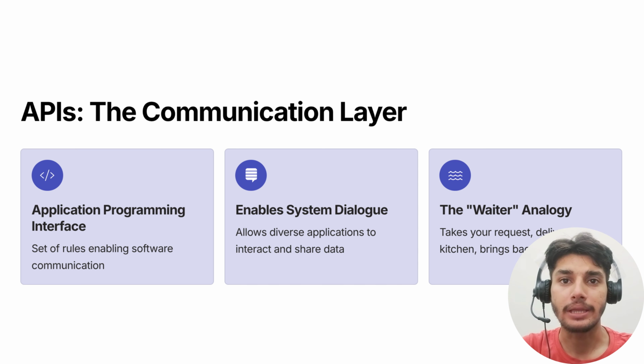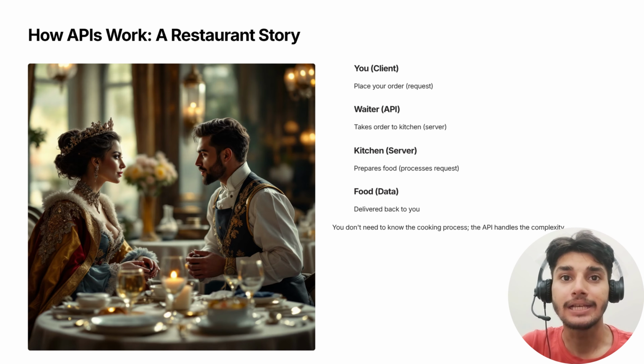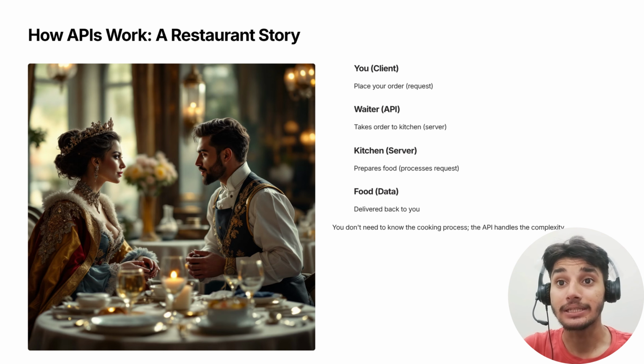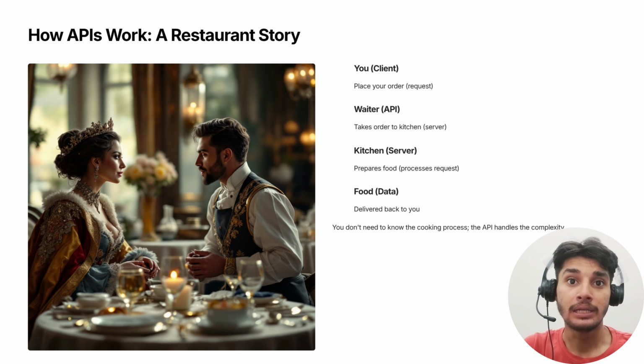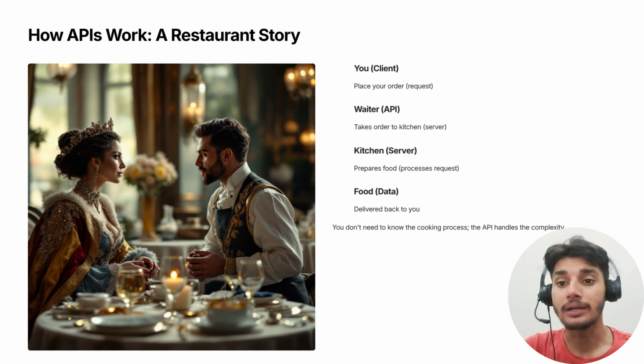A simple analogy, think of an API as a waiter in a restaurant. You tell the waiter what you want, and they bring it to you from the kitchen. You, the customer, don't talk directly to the chef. You just give your order to the waiter. The waiter API takes it to the kitchen server and brings back the food data. You get what you asked for without knowing the detail of how it was prepared.